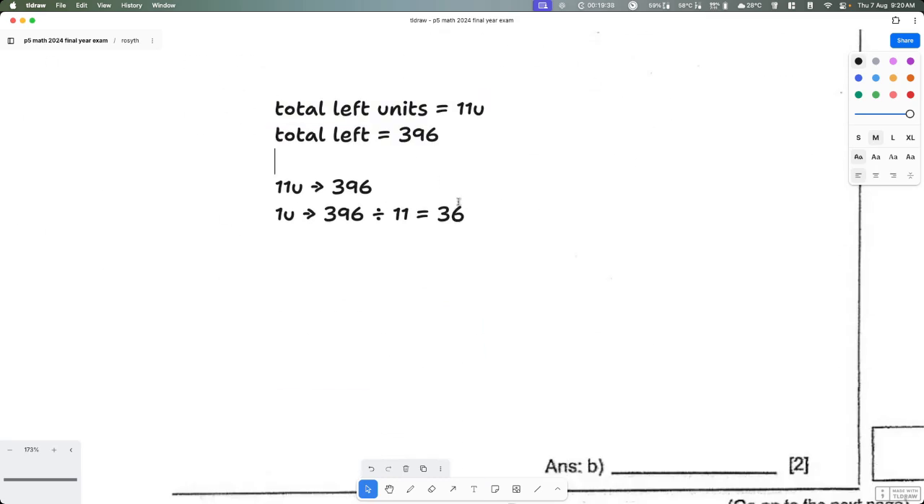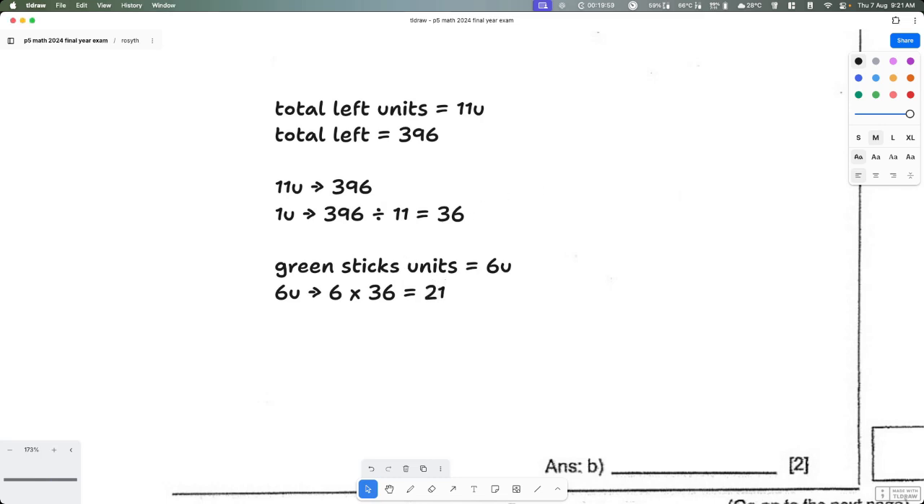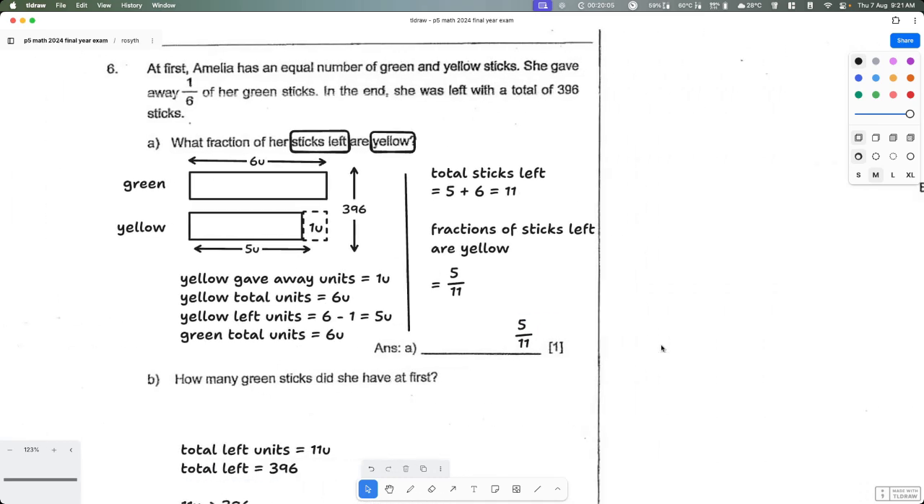So green sticks, 6 units. So green sticks is equal to 6 units. So that means 6 units is equal to, I'll just put arrow, 6 times 36. I'll just use the calculator. This will give us 216. Okay, so there you go. So that's the answer, 216. All right, let's move on to the next question.